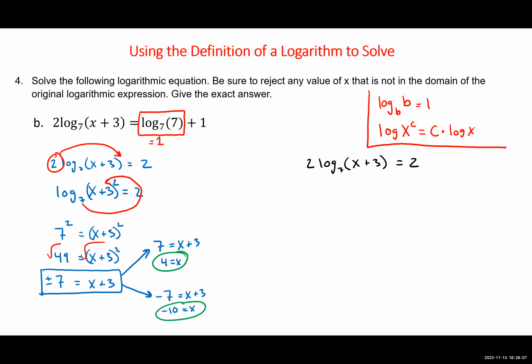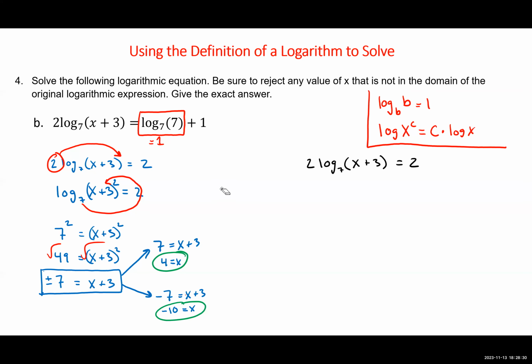There's our second answer. Sometimes you get 2 answers. This is not one of those times. Because you always got to check your final answers. If you plug them back in for x, does it cause any issues?